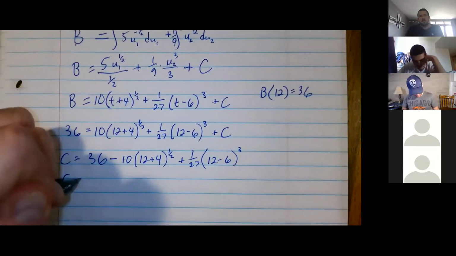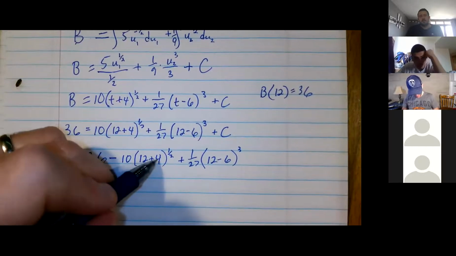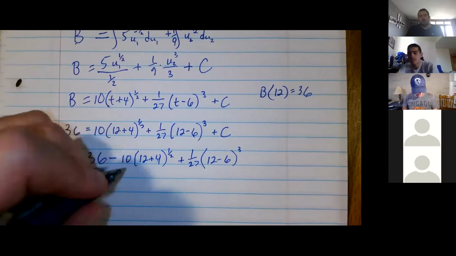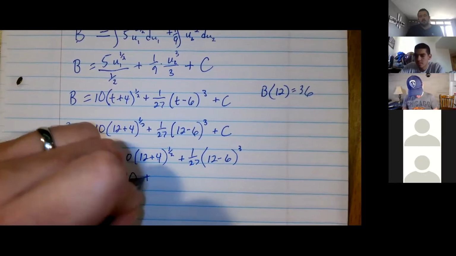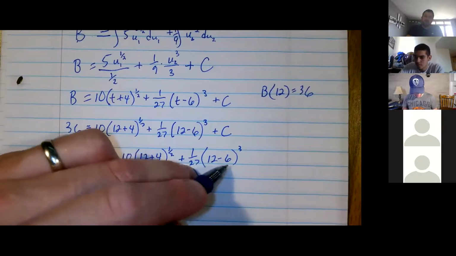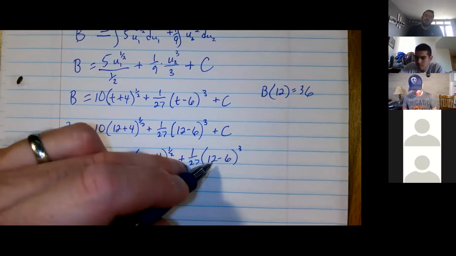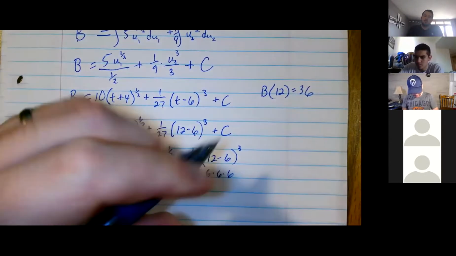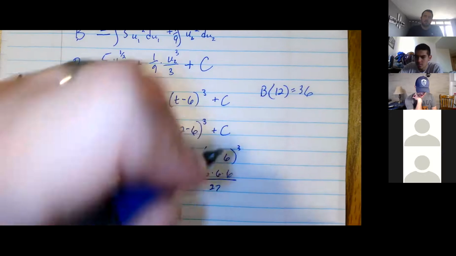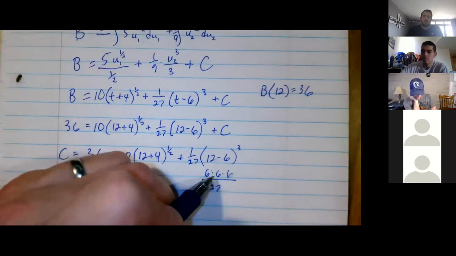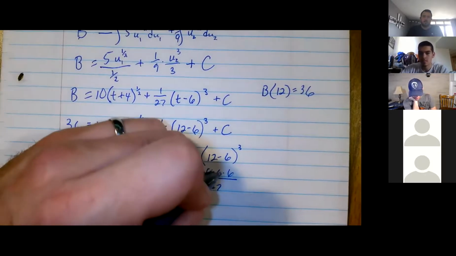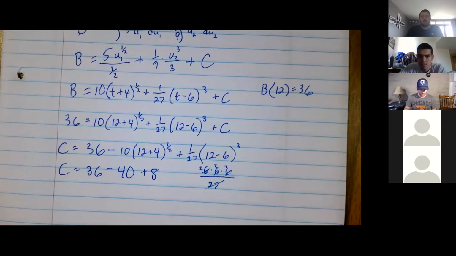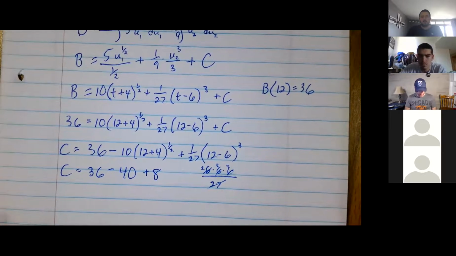Now, if we do simplify, 12 plus 4 is, of course, 16. To the 1/2 is 4. So I get 10 times 4, so 40. And then plus 1/27 times 12 minus 6 cubed. Now, the way that I approach this, 12 minus 6 is 6. 6 cubed means 6 times 6 times 6 divided by 27. And so I realized that 6 times 6 times 6, each of those has a factor of 3. So I just reduced this to be 2 times 2 times 2 with the 27. So that just becomes plus 8. Okay? All right. Any questions about that?